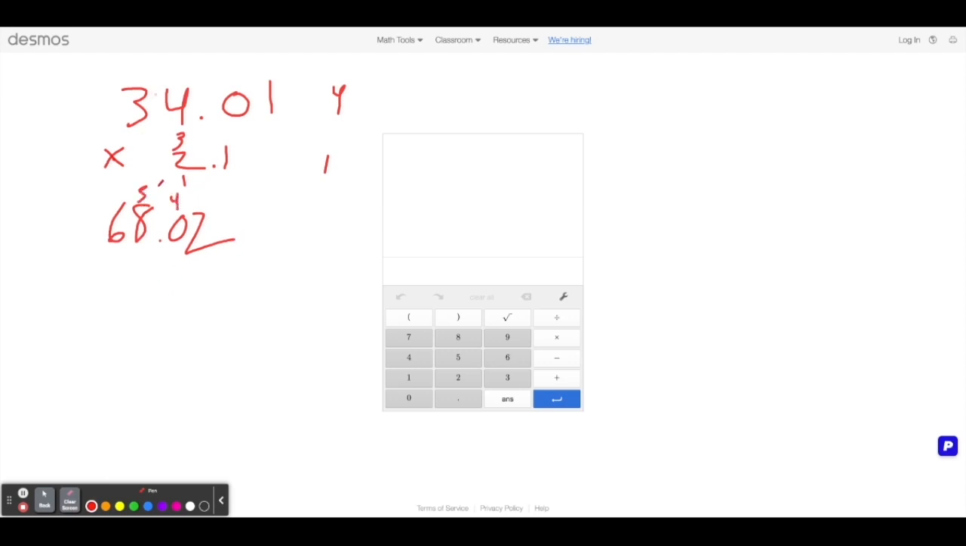Because 34.01 has 4 significant digits and 2 has only 1 significant digit, we go to the least number of significant digits, which is 1. So we go to the biggest number, in this case the tens place, which is a 60, and we round up the second biggest number, which in this case is the ones. So we round 8 up to a 68 up to a 70.